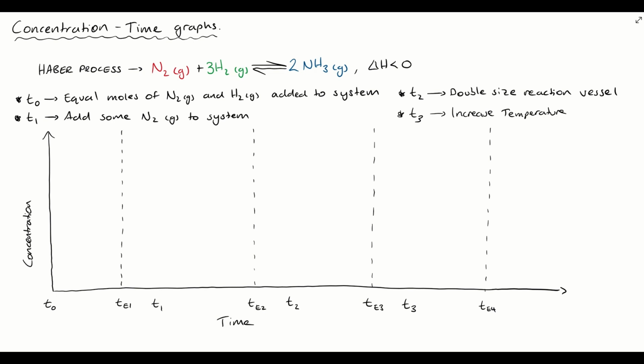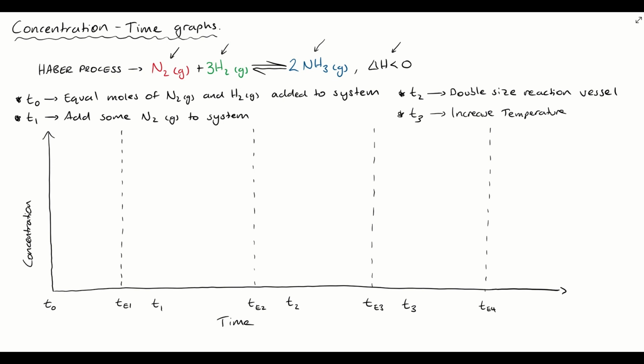Okay, so in this video, we're going to take a look at concentration time graphs. And here we have the Haber process. So we have nitrogen gas in red reacting with hydrogen gas here in green to produce ammonia gas. And another important thing to note about this reaction is that the delta H is less than 0. The delta H is negative.